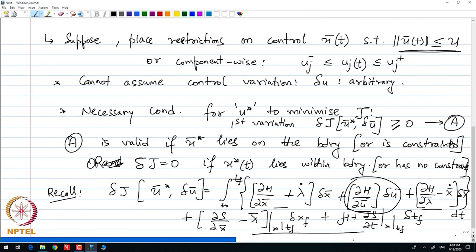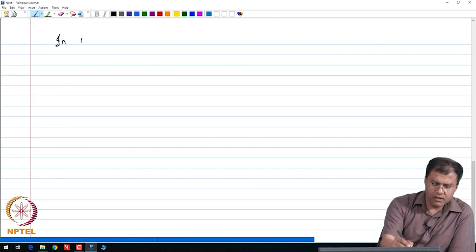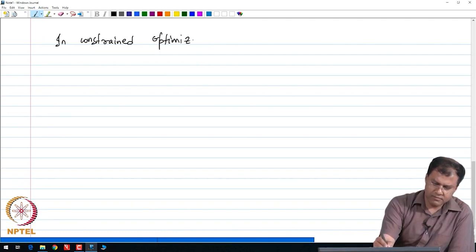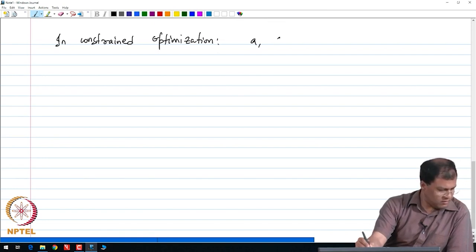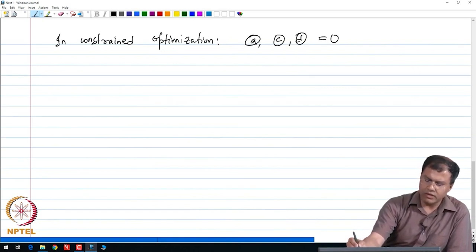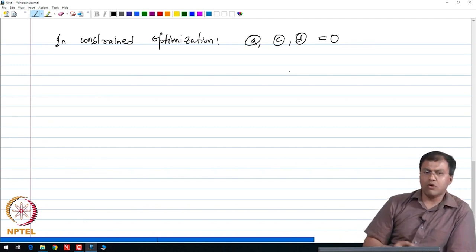So, how to approach? What I just said is the following. This is my relation A, this is my relation B, and this is my relation C, and these boundary conditions are my relation D. Okay. So, in my constrained optimization, A, C, D are all set equal to 0 except now B. So, what to do with the condition number B? Now, we cannot differentiate H with respect to u.